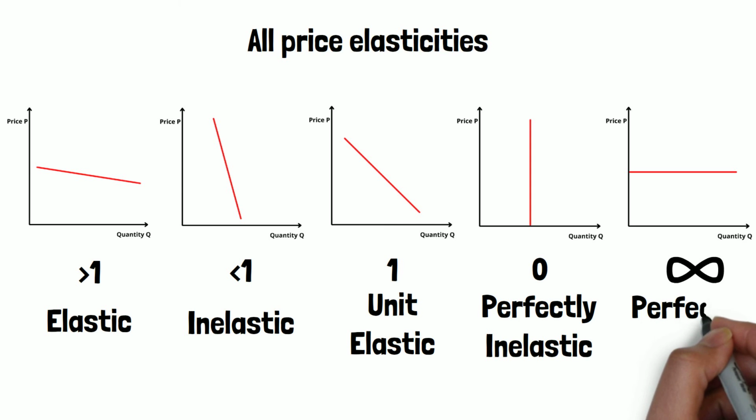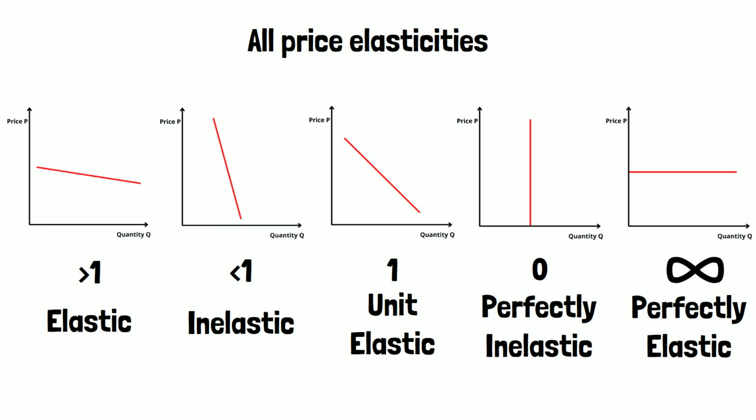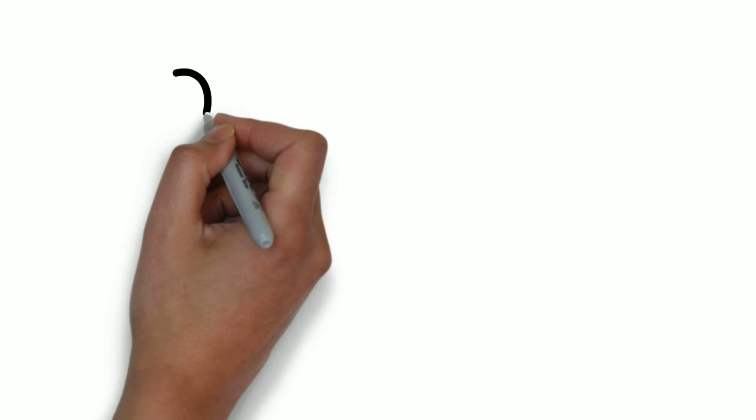Perfectly elastic price elasticity of demand happens when the firm cannot change the price. You can see that from the flat demand curve. If the firm changes the price, no one is going to buy the product. The price elasticity of demand coefficient is infinite.